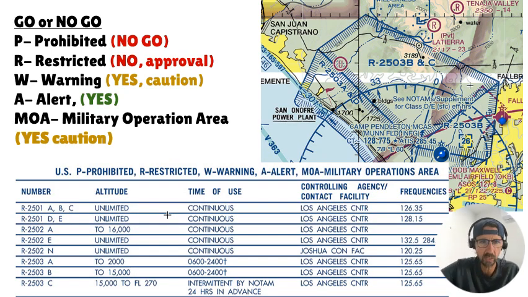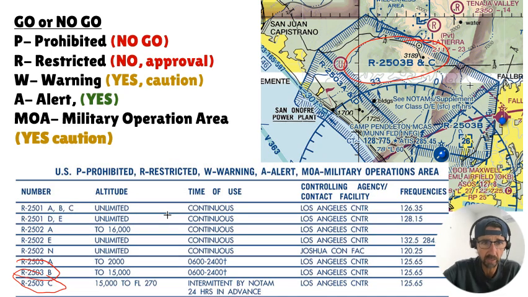Where do you find the information? You find it in the chart supplement or on the actual physical chart on the back side of it, and you're going to find all that information there. You'll see a certain location, and it'll have a reference number. For example, here's the reference number right here: R2503B and C. And what does it say?